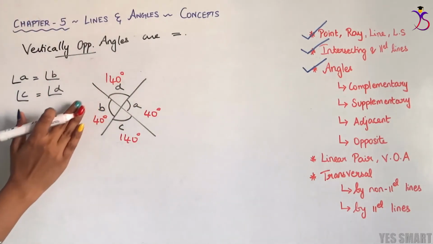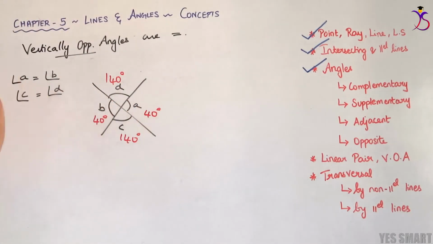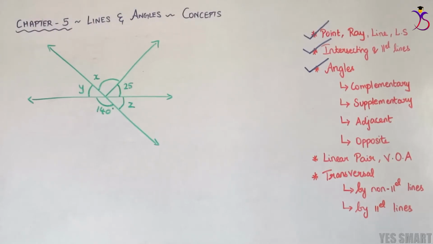This is also a very important topic which is used in many places. In a few sums we will be asked to find the opposite angle. In that case, we can just find the opposite angle with the help of this theorem. Now let's look into a sum where you will be solving it using both the theorems.